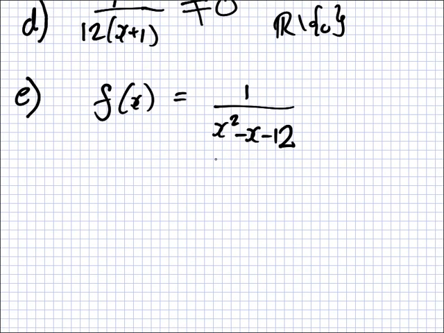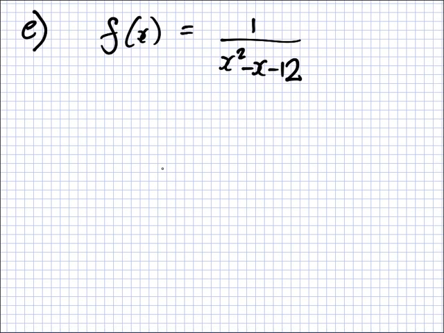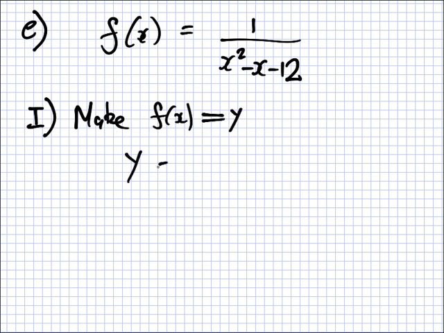Now, what I'm going to show you is a special way to do this one in a few steps, okay? So this is a hard one. I want to teach you a way to solve this, to find the range. Step 1, you just make f(x) equal to y. So you get y equals 1 over x squared minus x minus 12.